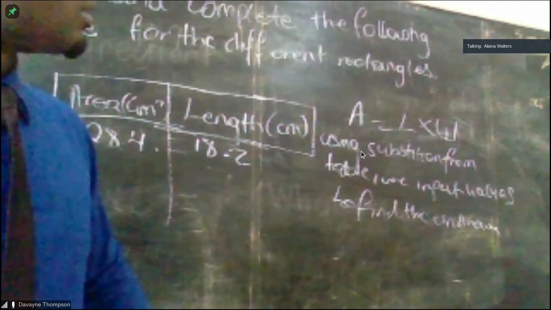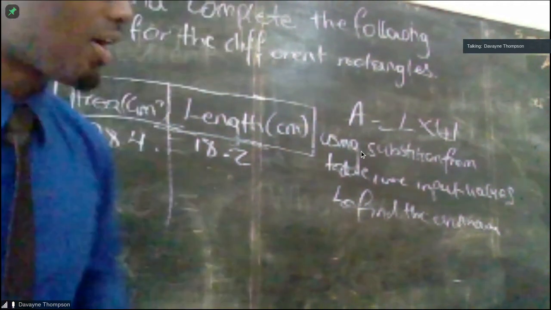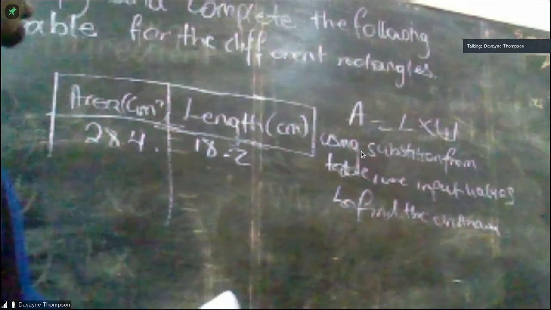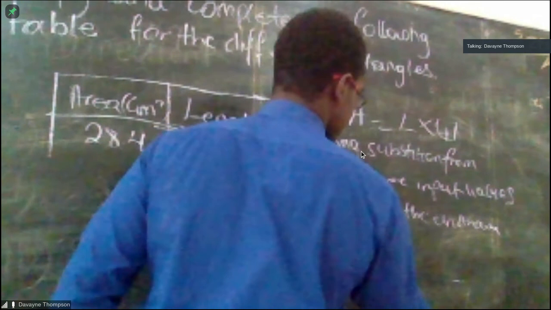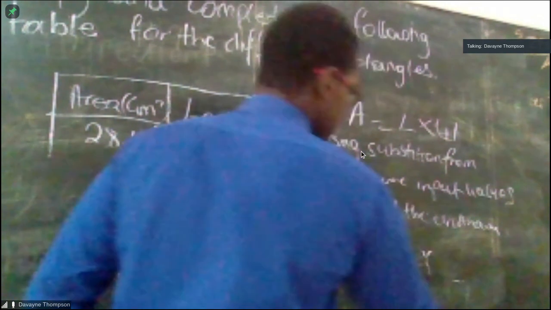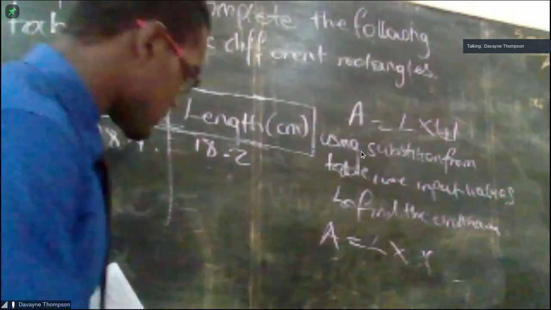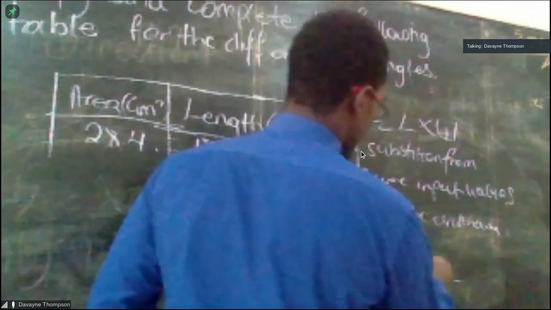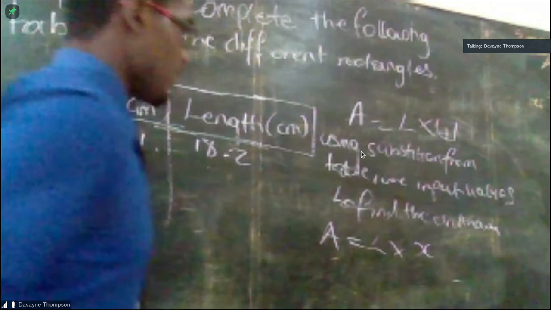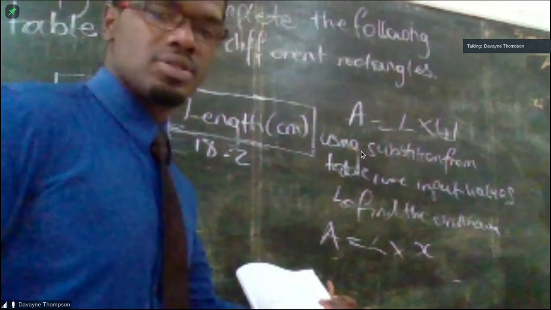X is the width. Right. Excellent. I like how you said X is the width. So we're going to now say A is equal to L times X. Because I like to use X as my unknown since that's how we were learning it. Right? Let's just put X as our unknown. Good. We're going to put in the values now. So we're going to say 28.4.